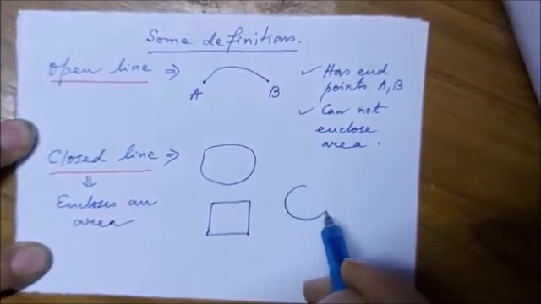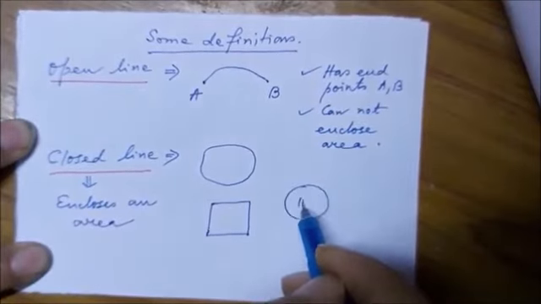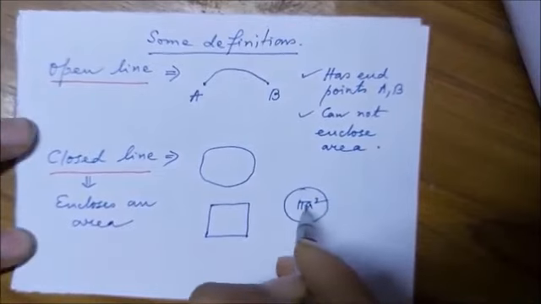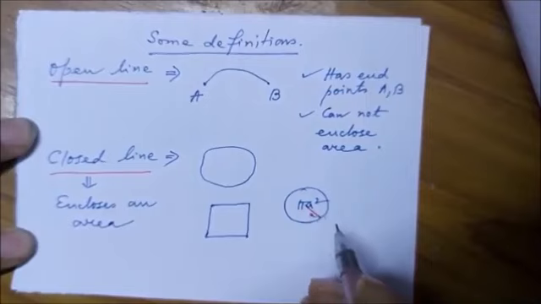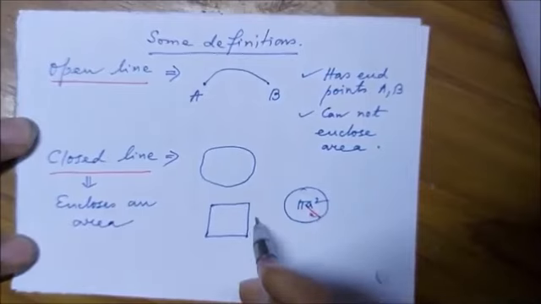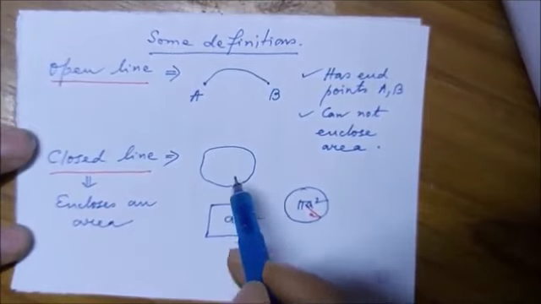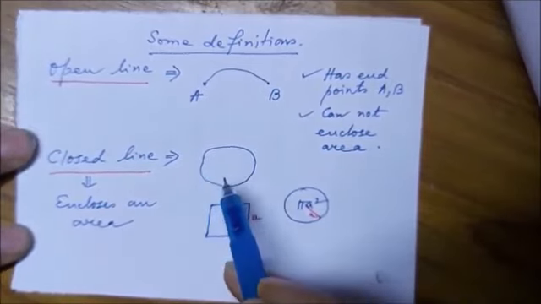In case of a circle, the area is pi a squared, if a is the radius. And in this case, if a is one arm of the square, a squared is the area, and here also we can measure area with the help of a planimeter. We next describe what we mean by open surface.